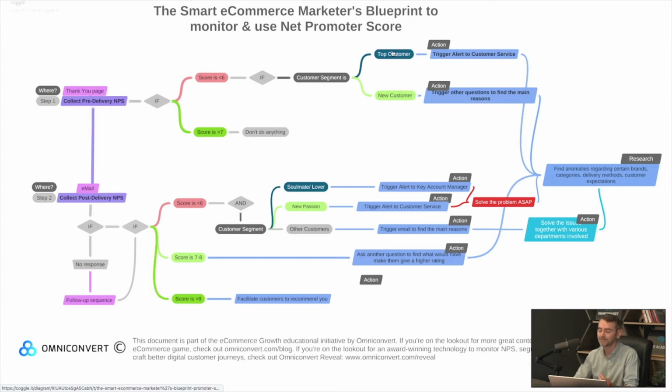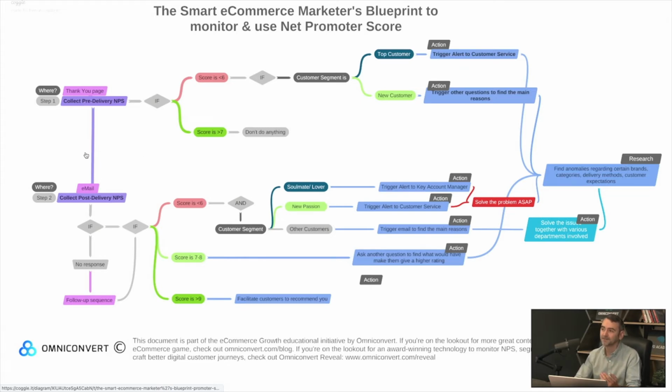So if it's a top customer according to the RFM segments like soulmate or lovers, trigger an alert to the customer service and then find the anomalies regarding certain brands, categories, locations, delivery methods, and fix those. If the customer is a new customer, don't prioritize it. So mainly you can change your customer service from being reactive to being proactive if you want that, but only for certain customers that are more valuable to you.